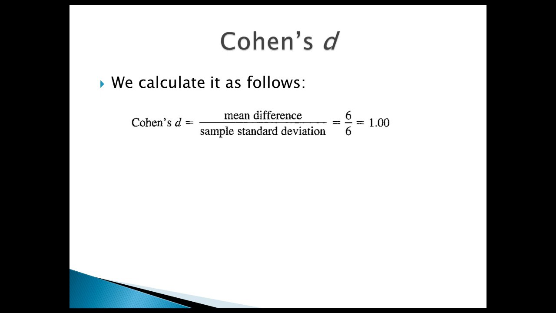So we can calculate as follows for the sample. The mean difference was 6 over sample standard deviation of 6 equals 1. That's actually quite a large value of Cohen's d. So is it a small value? No. The general metric for Cohen's d is 0.2 is small, 0.5 is medium, and anything above 0.8 is large.